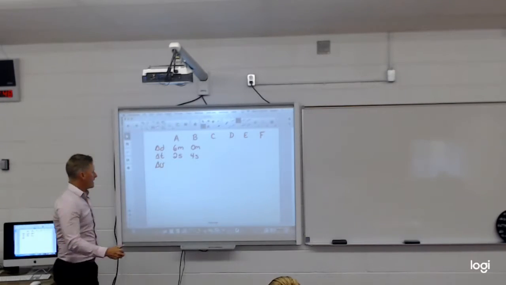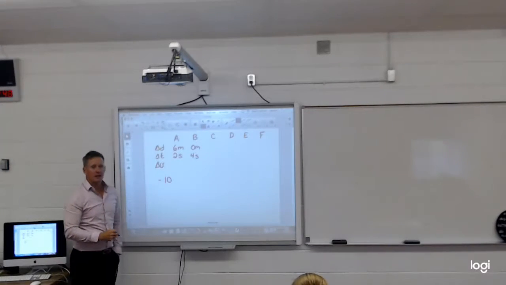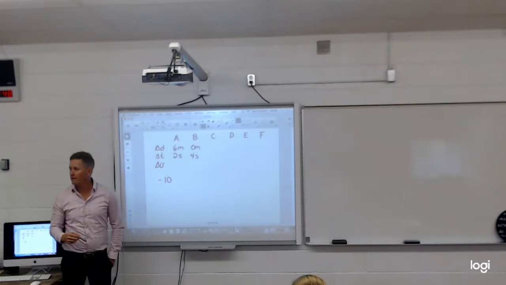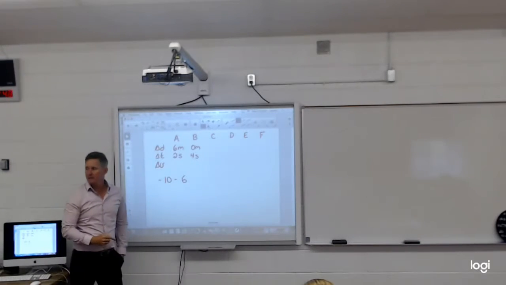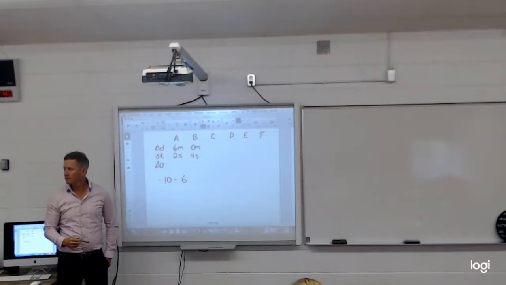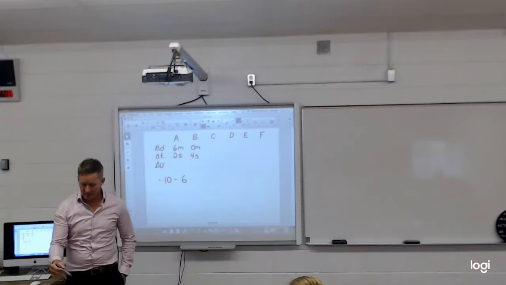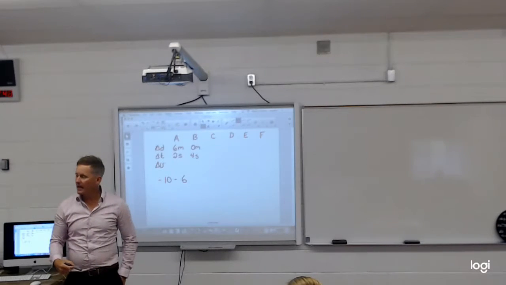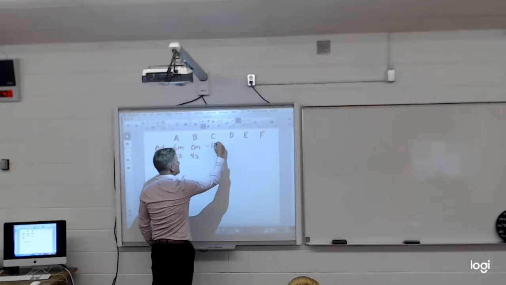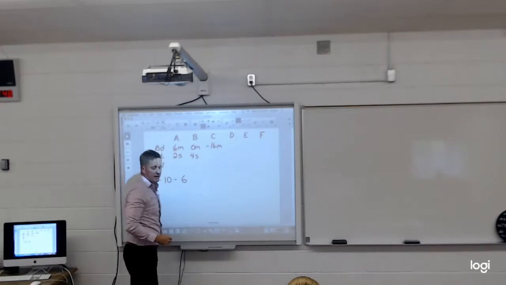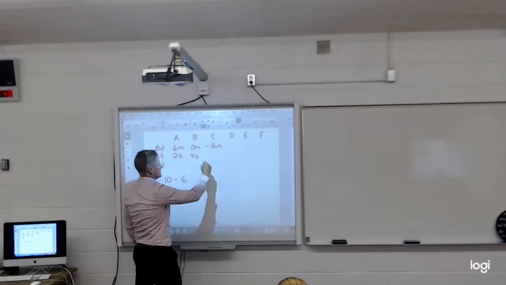But the right way to do that is to go -10. That's your D2, right? Subtract your D1, which is 6. Because you started 6 meters away on the plus, and you ended up 10 meters on the other side. So it's -16 meters. And how long did it take you to get 16 meters? 4 seconds.